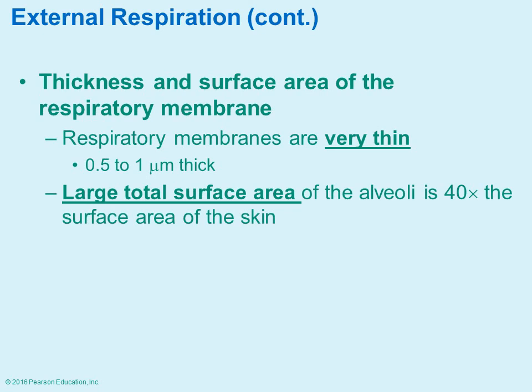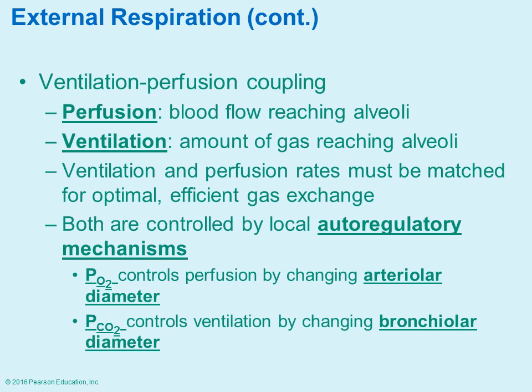So there are different things that can affect this, such as the membranes, how thick they are, what the total surface area is, how much blood, how quickly it is moving through. The bottom line is that, yes, in the lungs for external respiration, the oxygen is flowing into the blood, CO2 is flowing out of the blood.